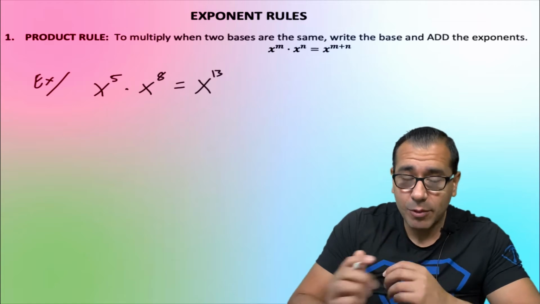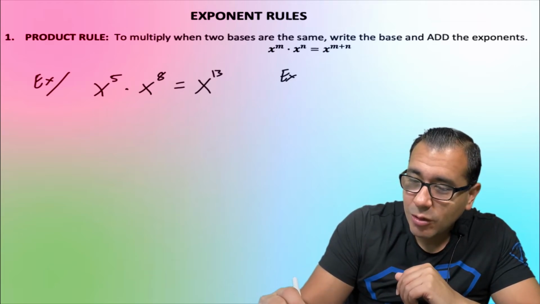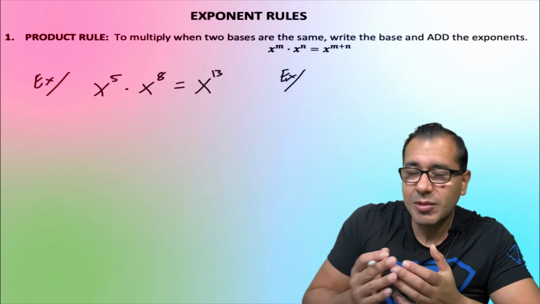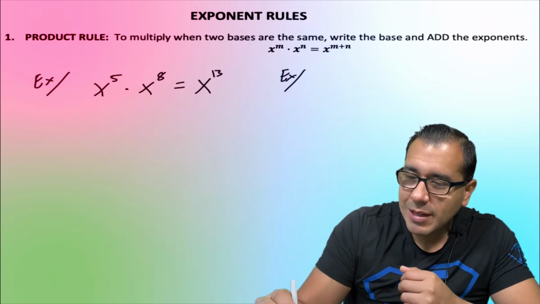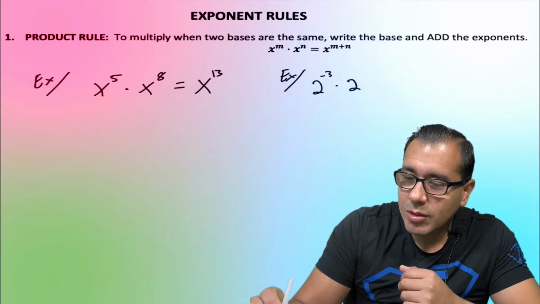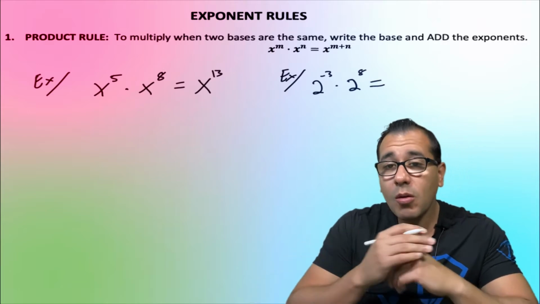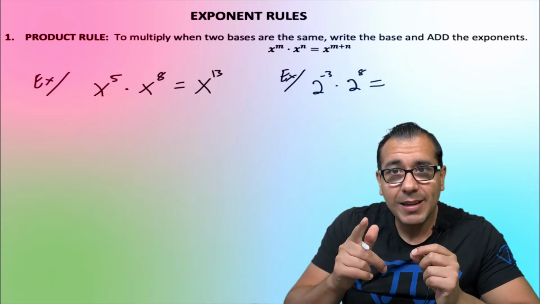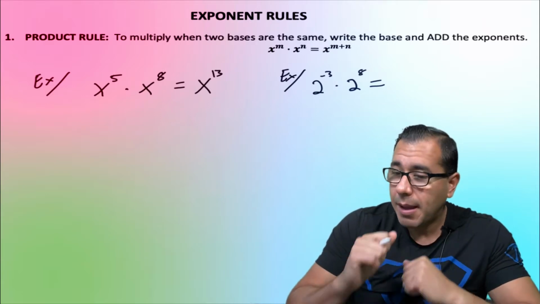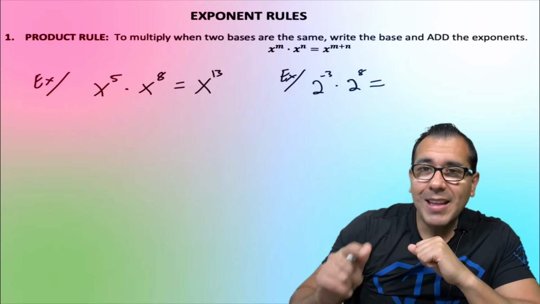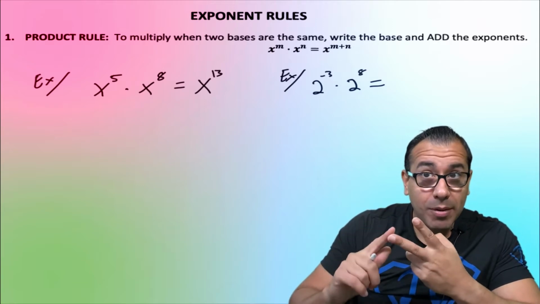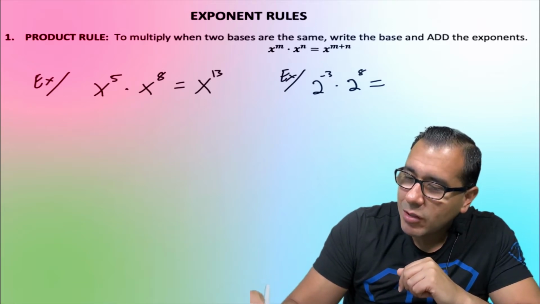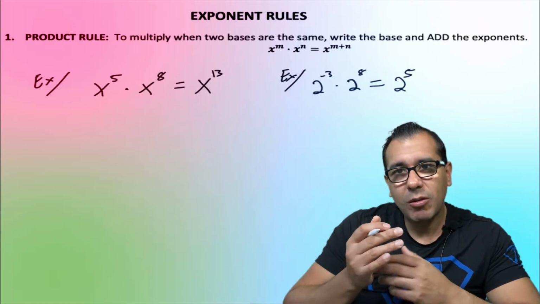What if we have numbers, right? So again, the rules do not change because the variables, they just represent numbers. So let's say we have 2 to the negative 3rd power times 2 to the 8th power. Once again, the bases are the same because as we always say, it's all about that base. So we add the exponents. So negative 3 plus 8 is 5. So you're left with 2 to the 5th power. And we could go ahead and write equals 32.